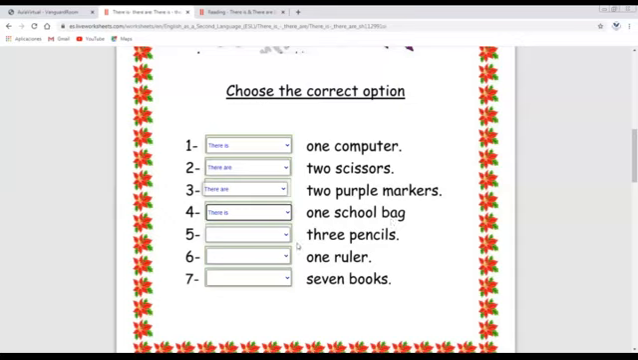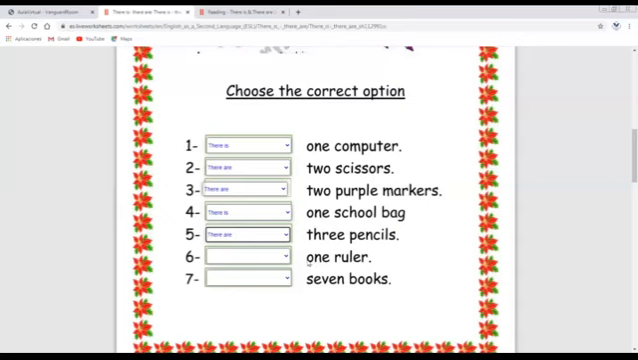Number 5, we have 3 pencils. There is, there are. What is the correct option? Plural nouns. There are 3 pencils. Okay.